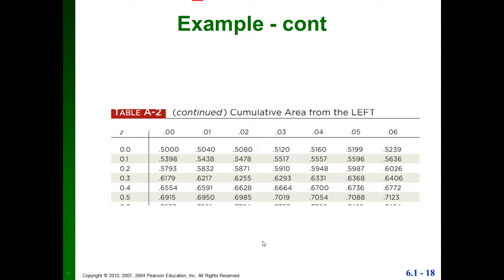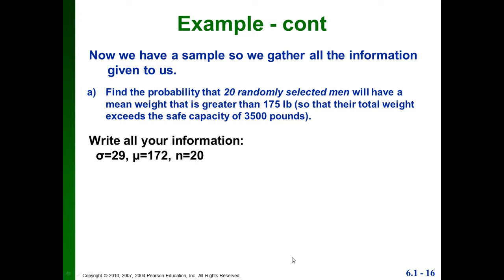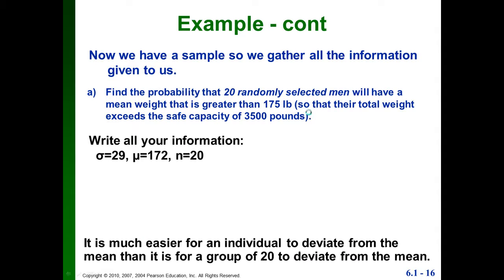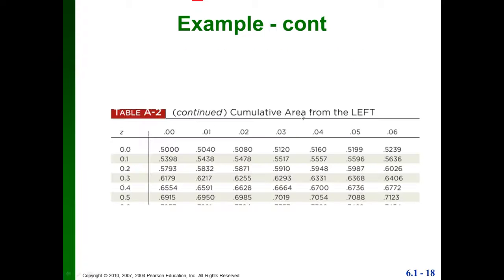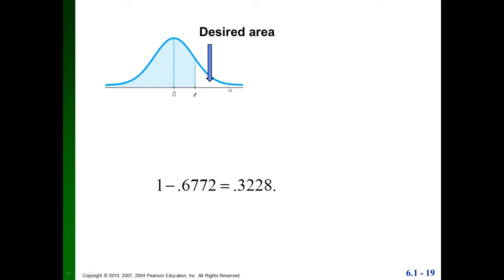Now that we have 0.46, we go to the tables. We go out here to 0.4 and then out to 06, and we find this number. And now what they were trying to find here, if you remember, was the probability that 20 men randomly selected will have a mean weight greater than 175. So we want the area to the right, but we only have the area to the left. See, this 0.6772 is right here. So we subtract it from 1 and we get 0.3228.